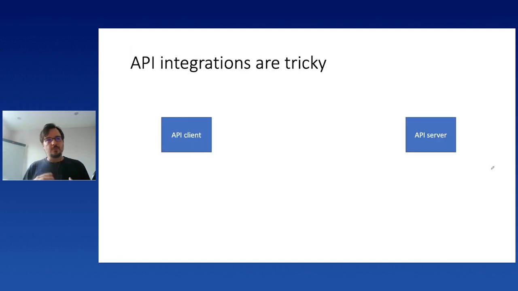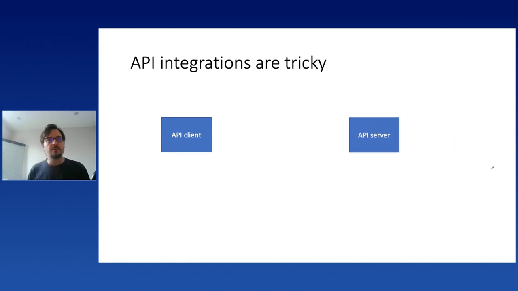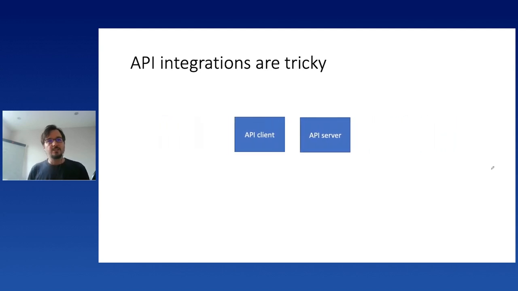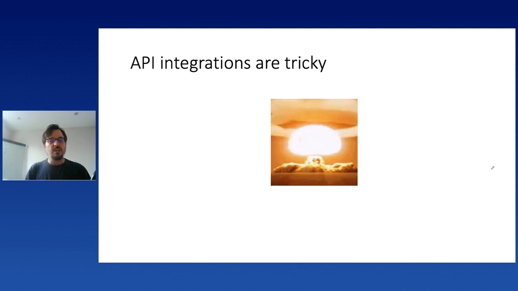Now, let me picture in a simple way the typical situation we find when we are working with API integrations. Typically, we will have two teams. One is working on the API server, and another one is working on the client. At some point, we release the API server. Then we release the API client. Then we get them talking to each other, and very quickly the API integration fails.